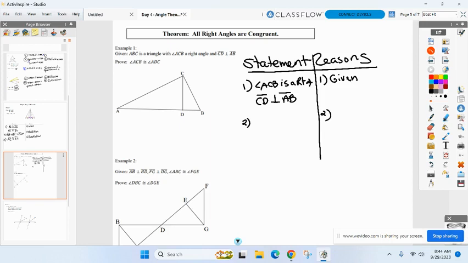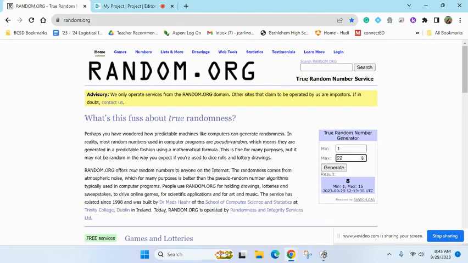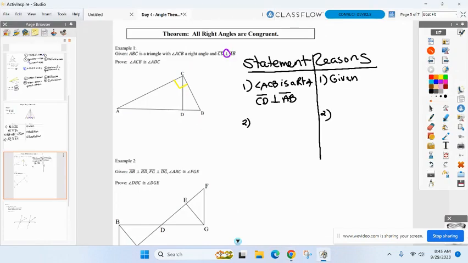Okay, it says angle ACB is a right angle, so hopefully we have the right angle symbol at ACB. That just says it's a right angle. Somebody remind me, what does this symbol mean right there? What's the name of it, and what does it do for us? What's that symbol again?